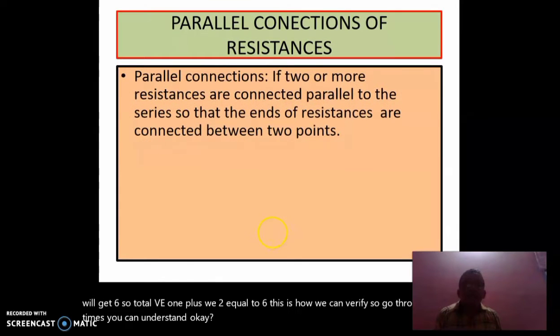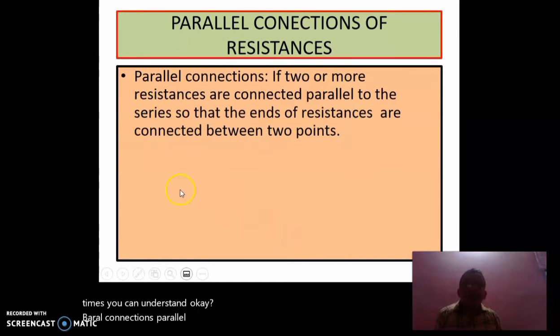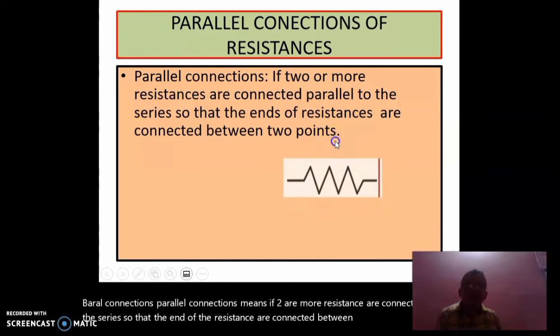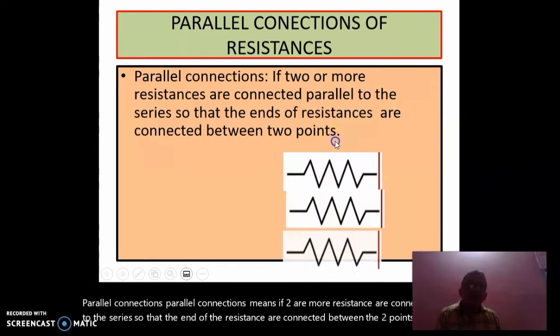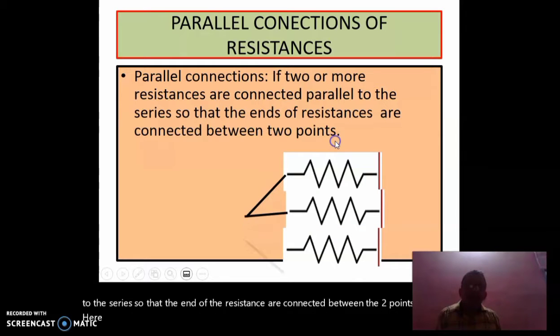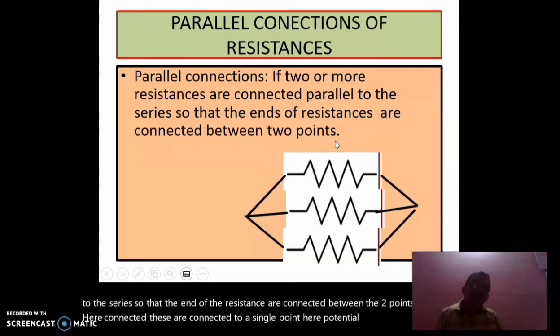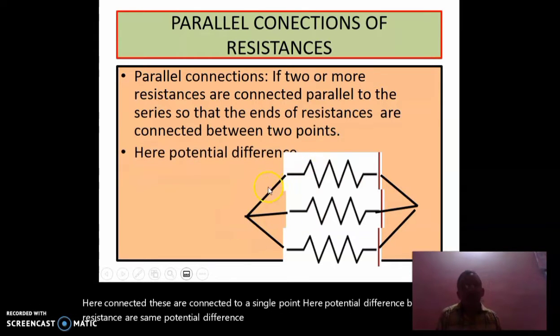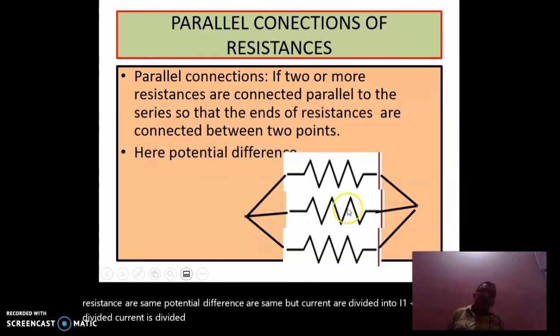Parallel connections. Parallel connection means two or more resistors are connected so that the ends of the resistances are connected between the two points, like this. Here these are connected to a single point. Here the potential difference across these 3 resistors is the same, but the current is divided into I1, I2, I3.